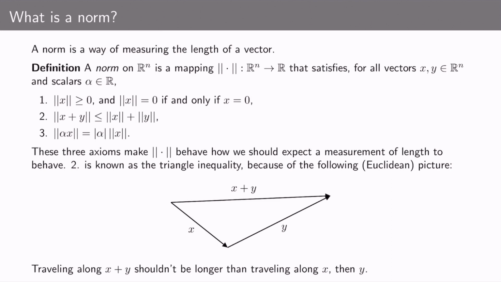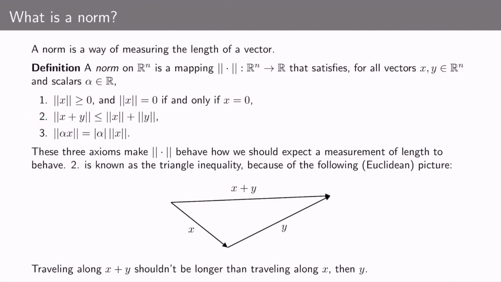These properties are: 1. The norm of a vector must always be non-negative. You can't have a length be a negative number. And if your vector is 0, then your length must be 0. And if your length is 0, then your vector must be 0.